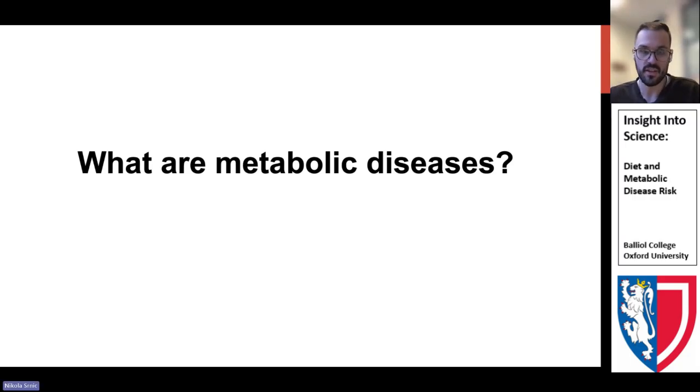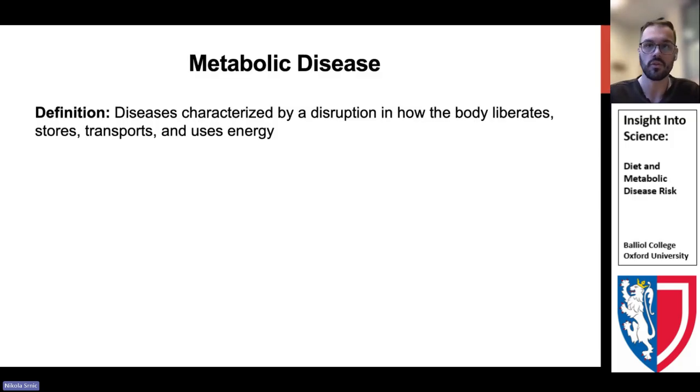Yeah, so we're starting to get some answers in the chat. One of them says it's a disease or a group of diseases which affect chemical reactions in the body or the speed at which chemical reactions happen. And that's along the right lines. Metabolic diseases are a group of conditions characterized by a disruption in how the body liberates or frees energy fuel sources, how it stores them, how it transports them between different organs, and at the end of the day, how these organs use these foods for energy. When we talk about energy, we very often mean food or macronutrients, things like sugars and fats.